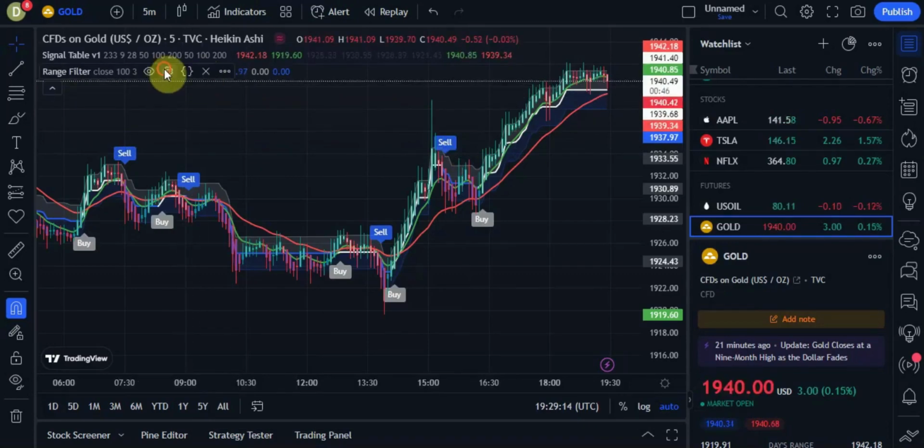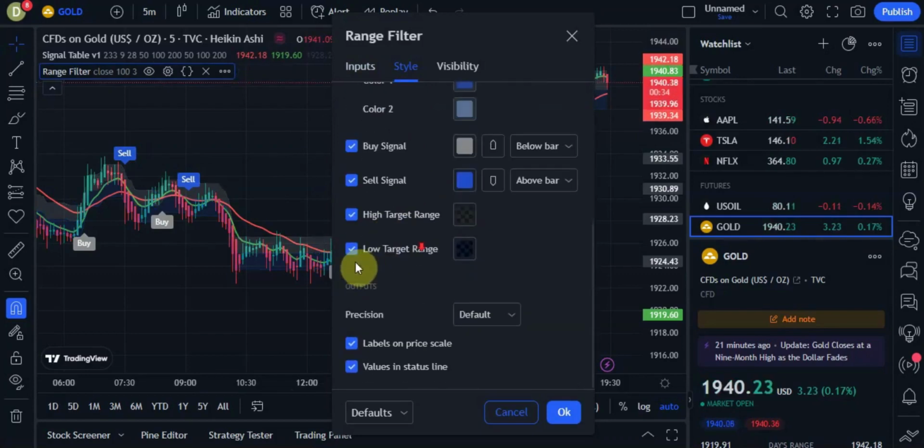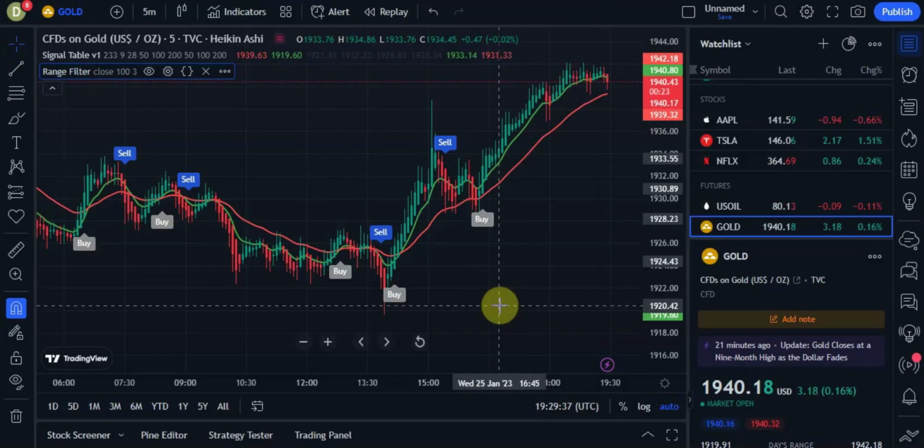We'll go to settings and style, and let's uncheck all of these boxes here and only leave the buy and sell boxes checked. Okay, and we can leave these two boxes here as well, and let's click OK. Now let's take a look at our chart.